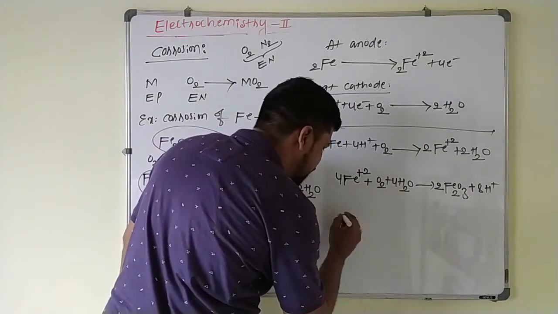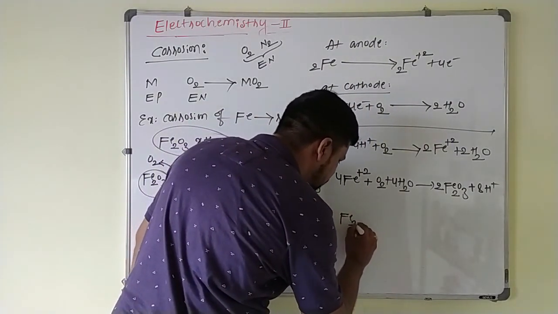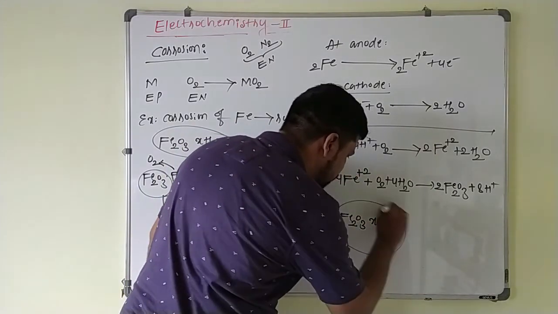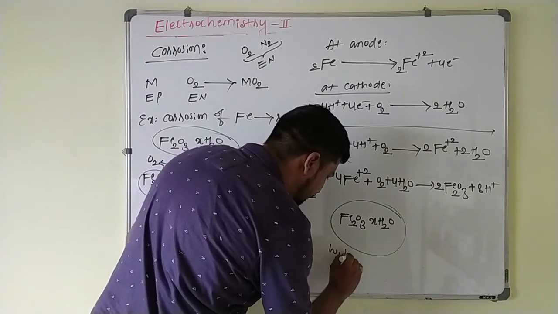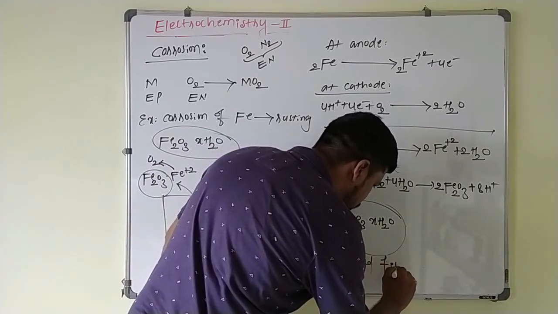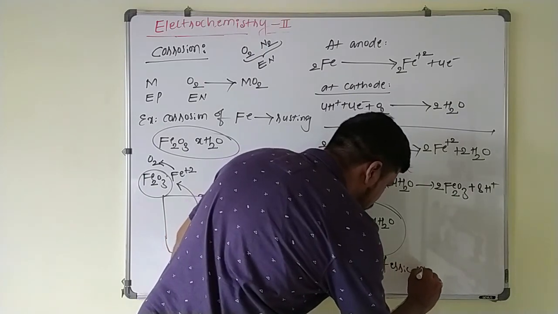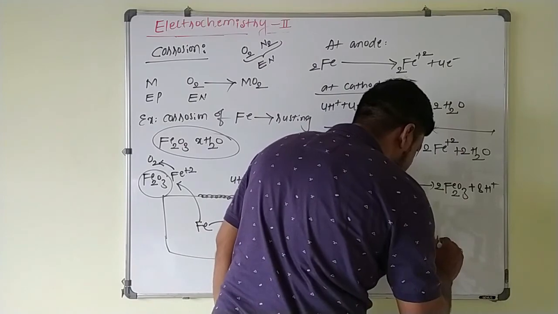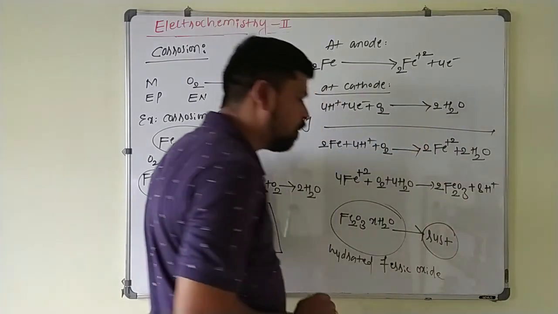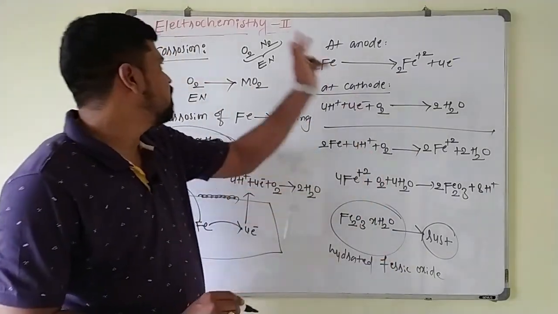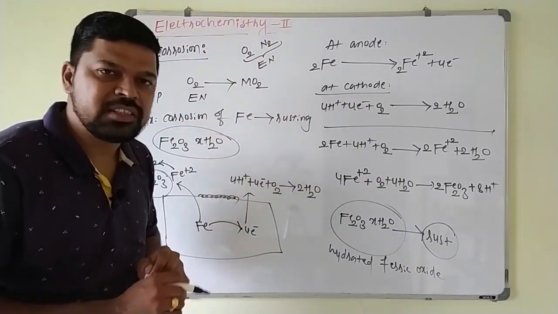Now hydrated ferric oxide is nothing but Fe2O3 x H2O. This is your hydrated ferric oxide. This hydrated ferric oxide is called what? Rust, that is a brown color scale that is developed on the iron, having this composition. So this is about the corrosion and rusting of the iron.